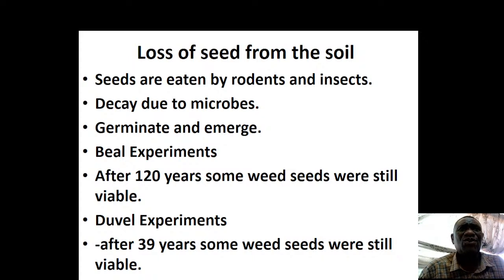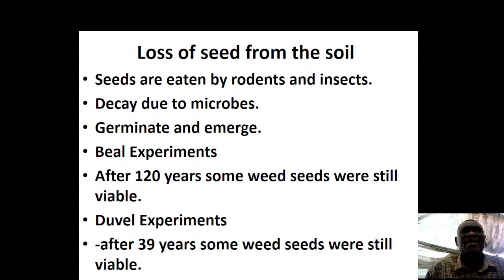Now we want to look at the loss of seed from the soil. Seeds are eaten by rodents and insects. That's how we lose the seed, or it could be through decay due to microbes. They may also germinate and emerge.